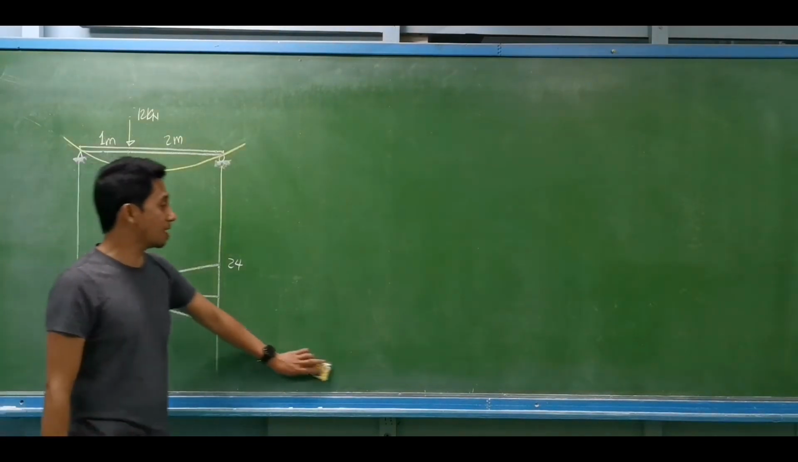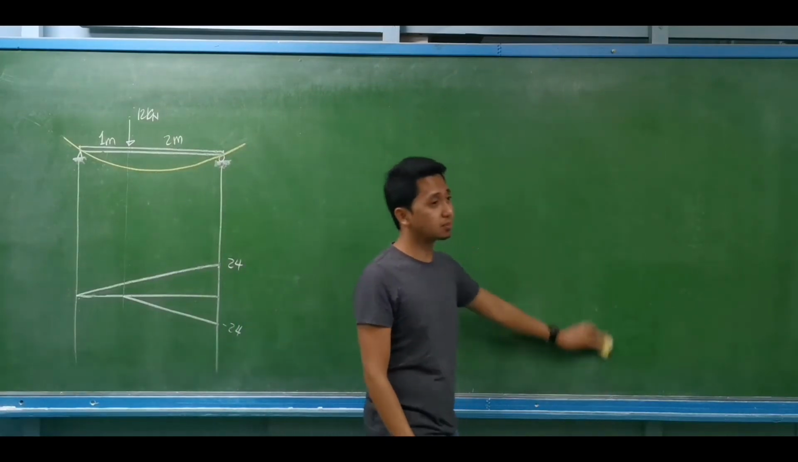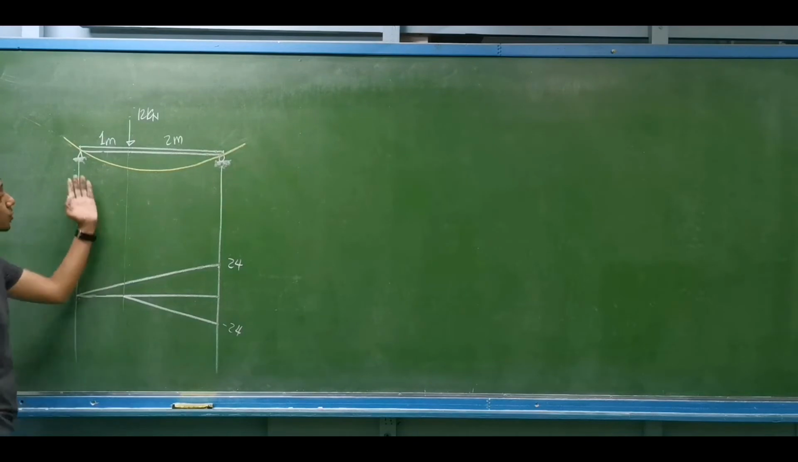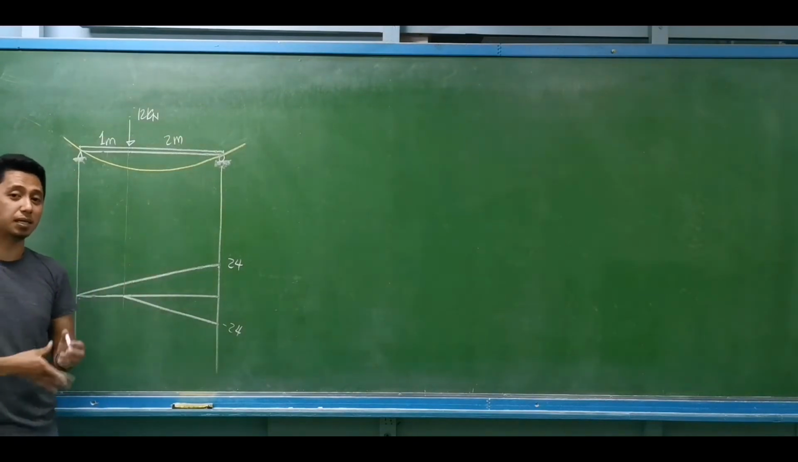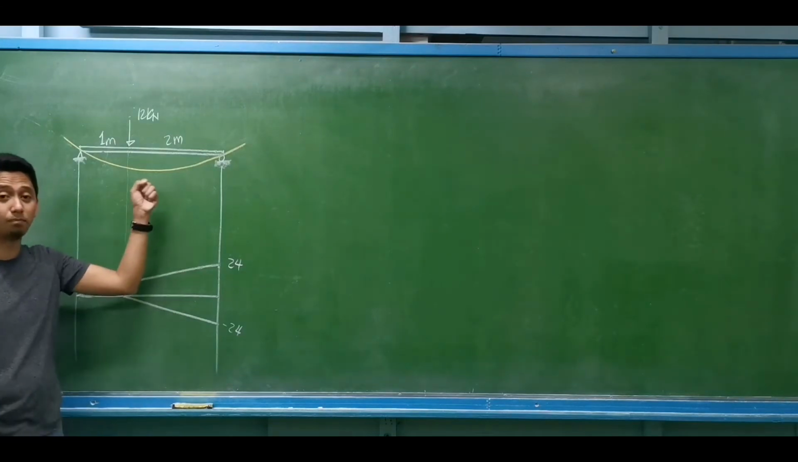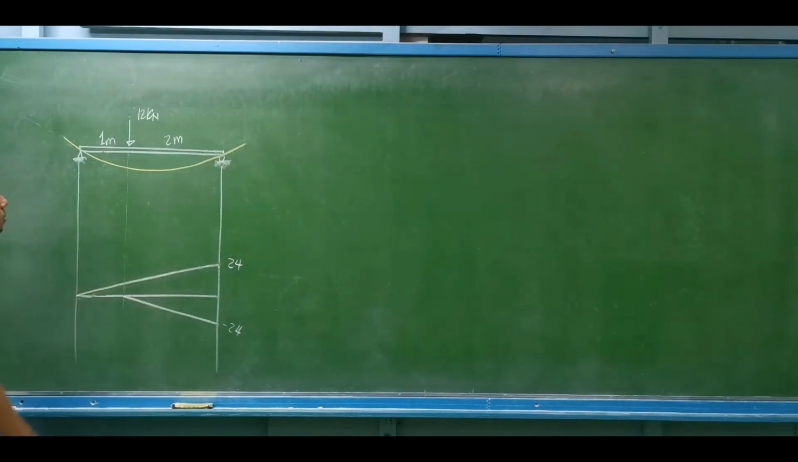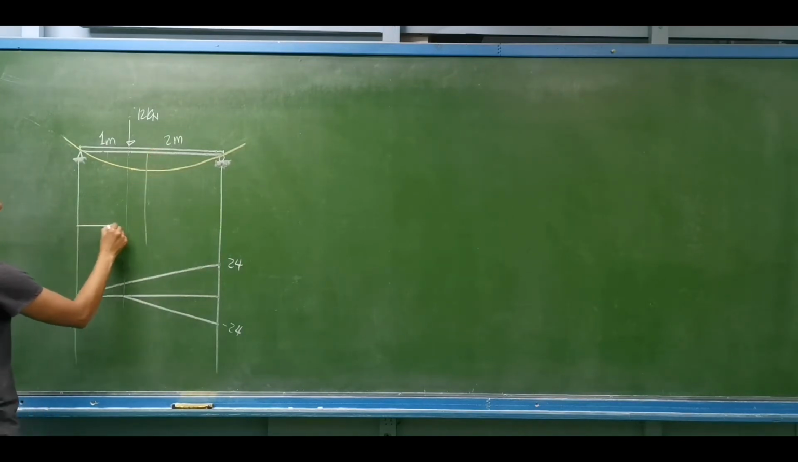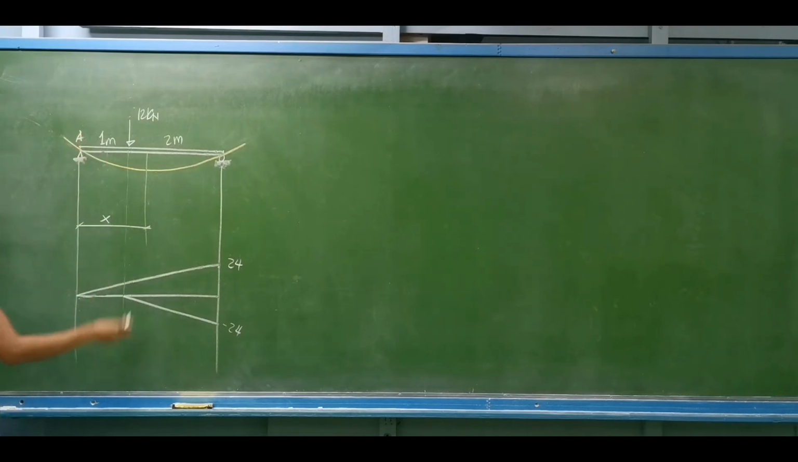So for the computation of the maximum deflection, first, we need to assume the location of the maximum deflection. So may mga cases naman na hindi natin alam yung location. You need to first allocate that point of maximum deflection. So let's assume that it will be here, at a distance x from A.